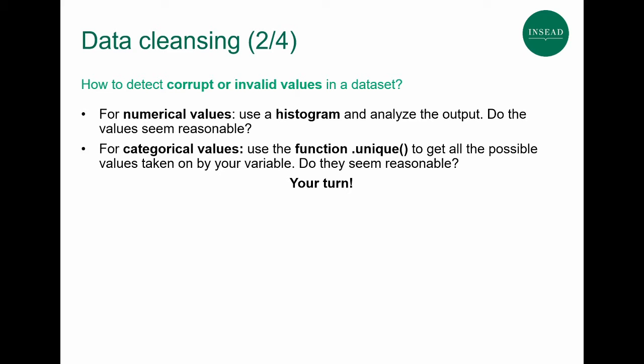For categorical values, you can use the function .unique to get all the possible values taken on by your variable, and then you can check if they seem reasonable, and if they are, you can move forward. So open your data preprocessing notebook here and try doing this, then come back to this video.